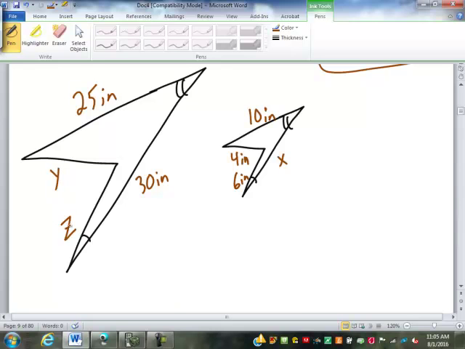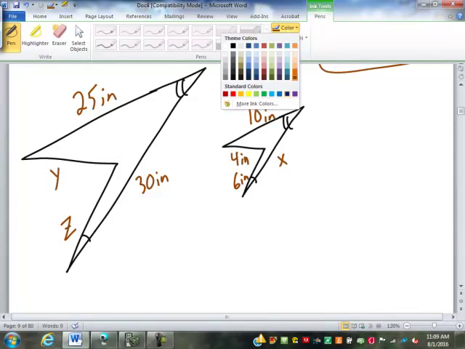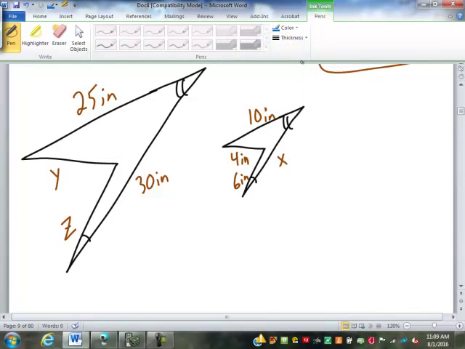So we have two similar figures. I want you to find X, Y, and Z for me. So we start out, what's the pair of sides that we know in both figures? 25 and 10. Doesn't matter which one we put over which. 25 over 10. Let's find X first.